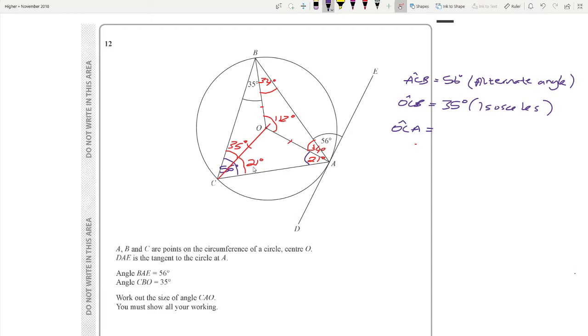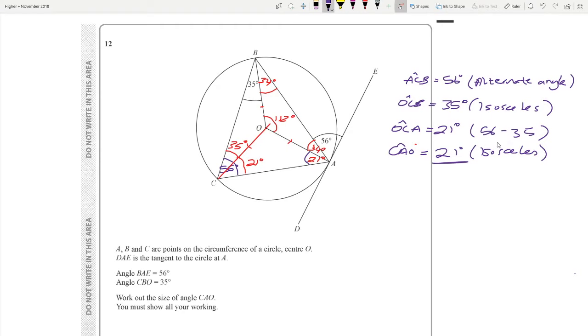OCA we said was 21 degrees. And the way we got that, we did 56 take away 35, and therefore the last one, angle CAO, was 21 degrees, again because of being an isosceles triangle. So that's the answer to the first question that we're doing today. Question number 12. Answer is 21 degrees.